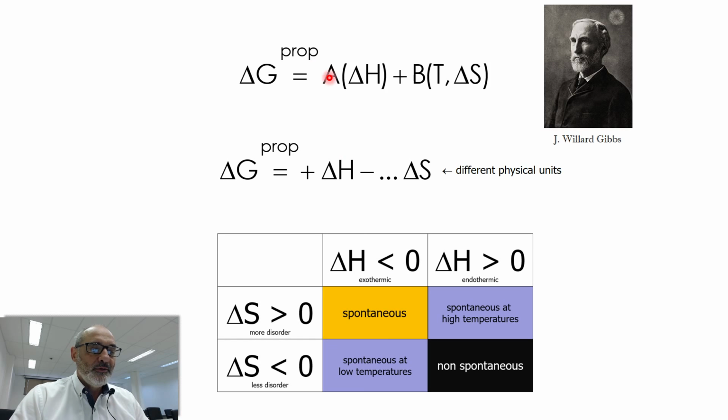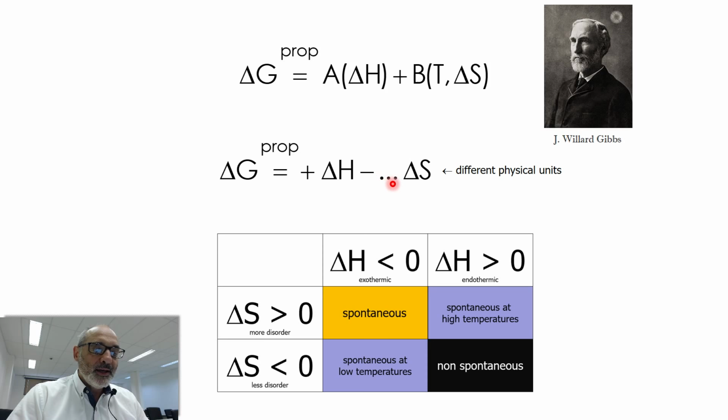Function A of delta H is simply 1, and we're proposing that delta G is proportional to delta H, and proportional to something times delta S. So this is a proposition. Delta G, the spontaneity variable, is proportional to plus delta H, and also proportional to minus delta S.